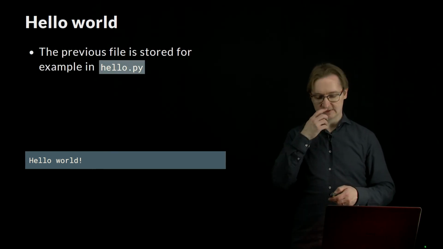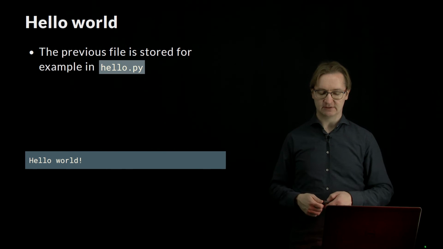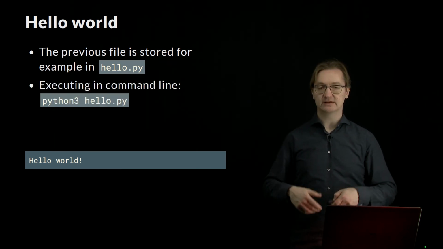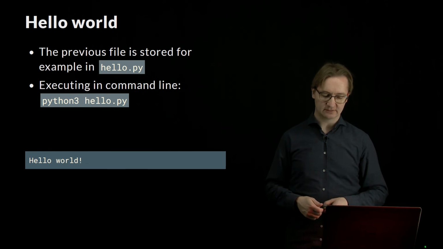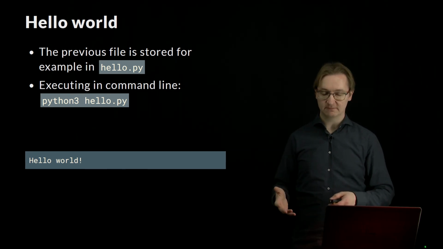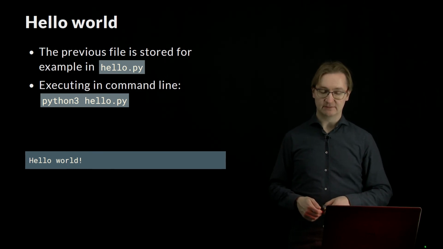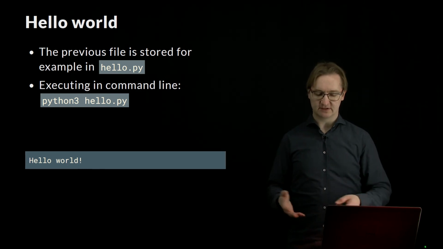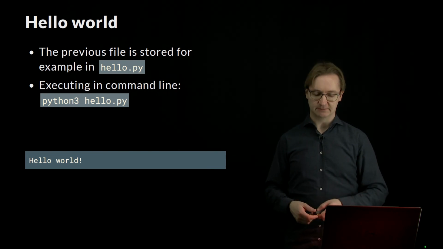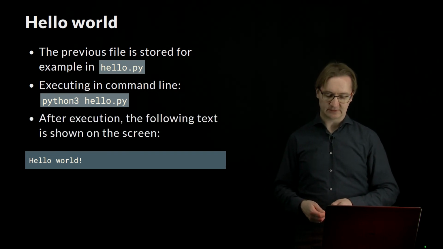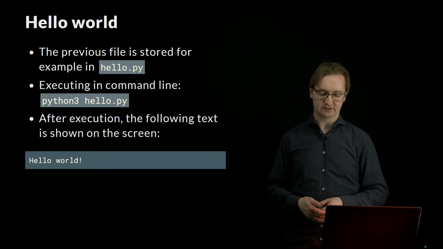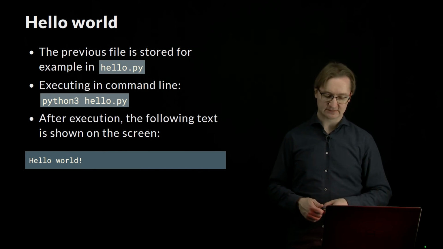The previous file is stored, for example, in the file hello.py, and we can execute it in the command line by calling python3, which is the version currently used. Then we have a space, and then the file name hello.py. And what happens is that after execution, it prints out the following text.